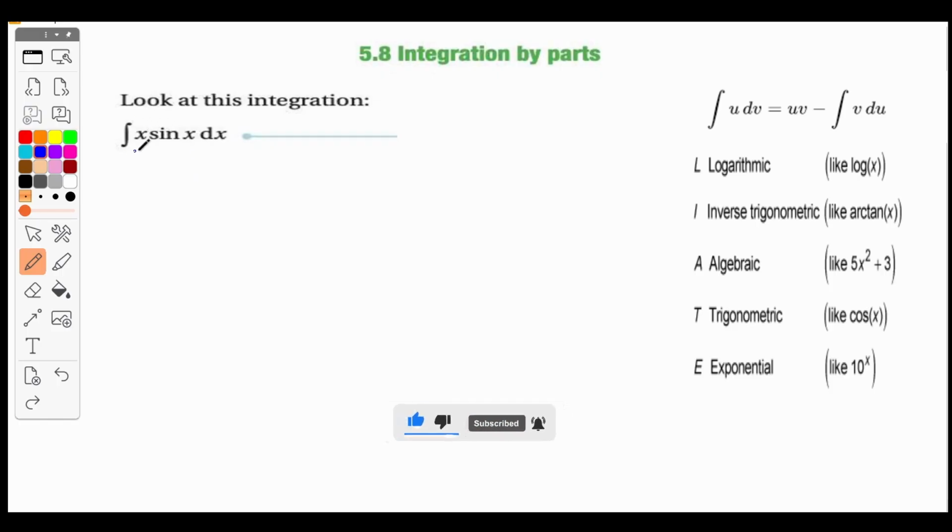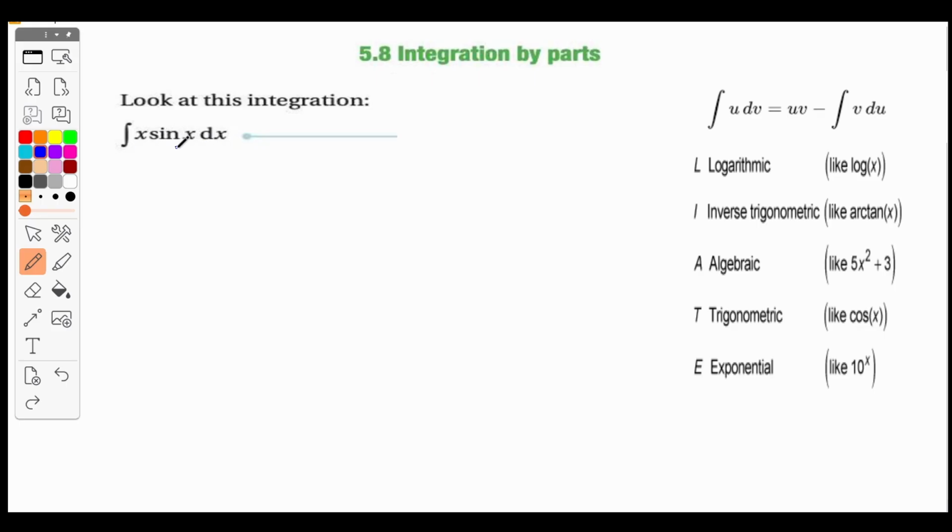Let's start with this question. Look at this integration, the integral of x sine x dx. As you see here in this question, we have a product of two different functions. The first one is x, and the second one is sine x dx. We need here to divide this product of two functions into two parts. The first part will be the algebraic part x, and the second part is the trig sine x dx.